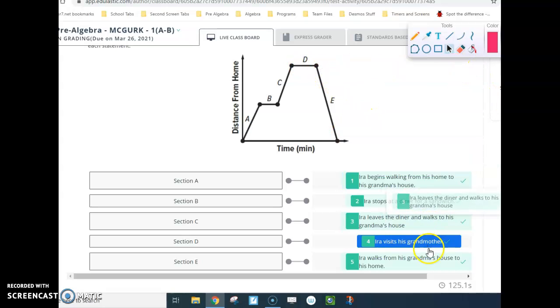So you kind of have to look at the order of events here to figure out if he's stopping at the diner at part B or part D. But since we know that E has to be walking from grandma's house to home, then we know D has to be where he visits grandma.